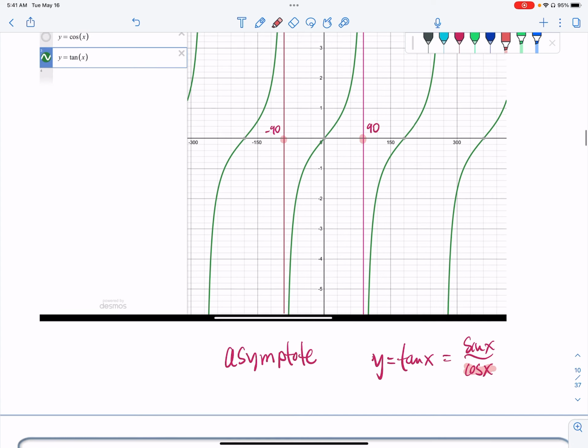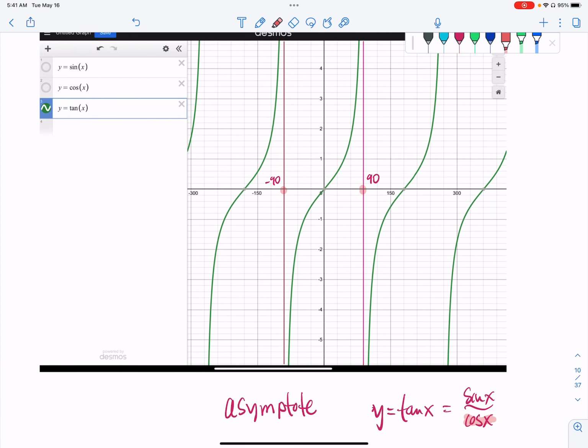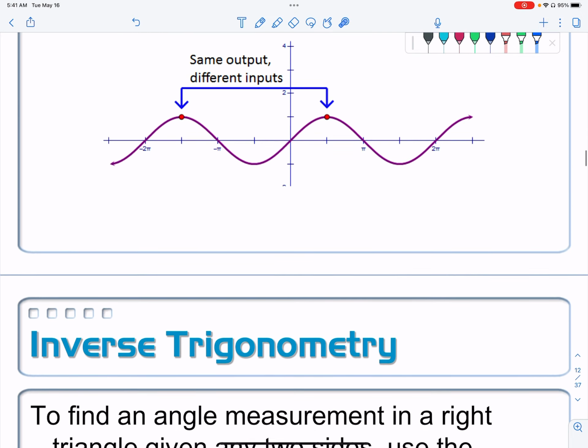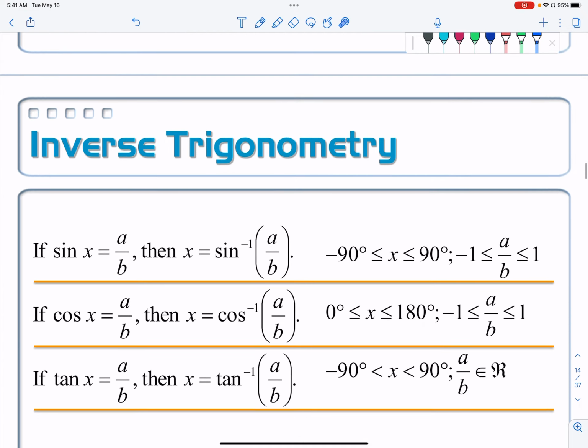So that's the reason why we have these asymptotes here, and it chops up our graph into little pieces. So it kind of gives us a clue as to what section of this to use for the inverse. And it's just between the first two asymptotes that are around the origin, which is from negative 90 to positive 90. It's going to look really similar to the inverse of sine. The only difference is sine got the negative 90 and positive 90, but tangent is not going to for the inverse. So here, let's summarize those three things.